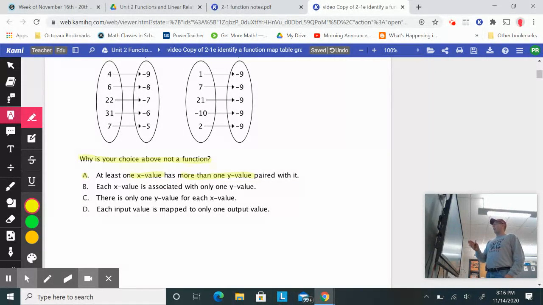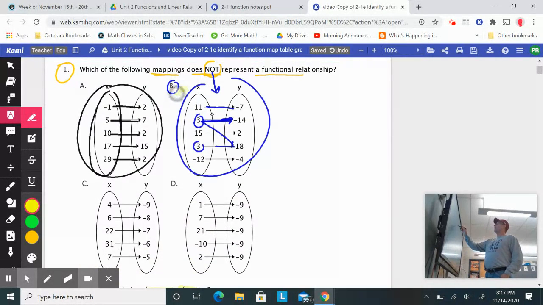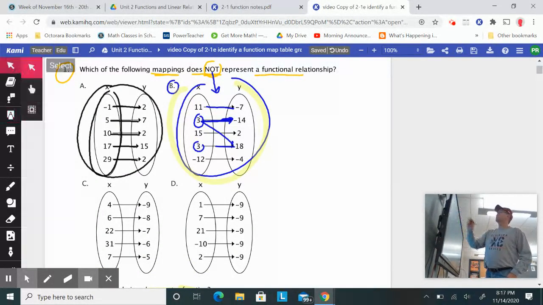B said each X value is associated with one Y value. Well, that would be a function. But in our question, it asks which one is not a function. C, there's only one Y value for each X value. That would be a function. D, each input is mapped to only one output. That would be a function. So in this one here, we're looking for not a function, and A would explain why B is not the function. Let's look at another one.